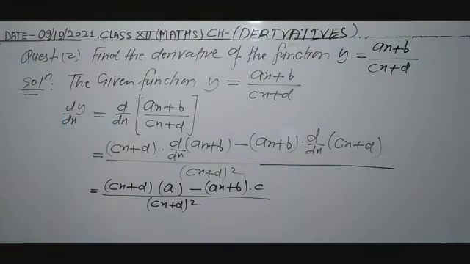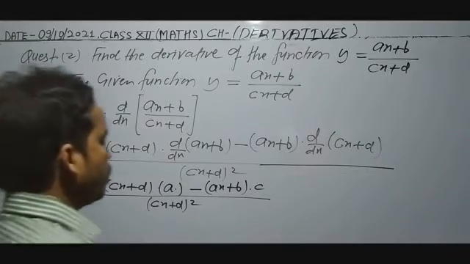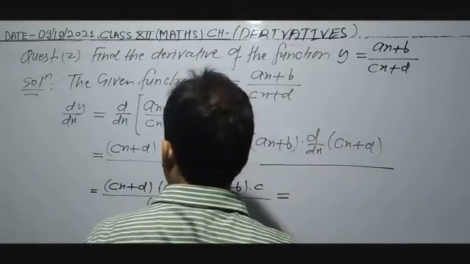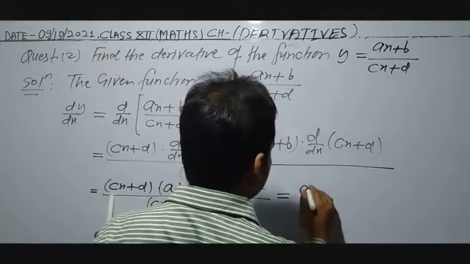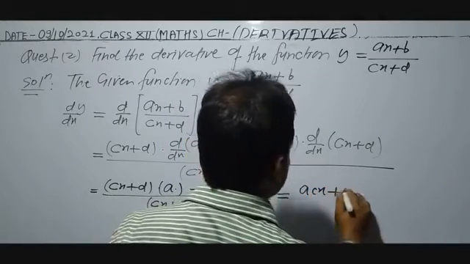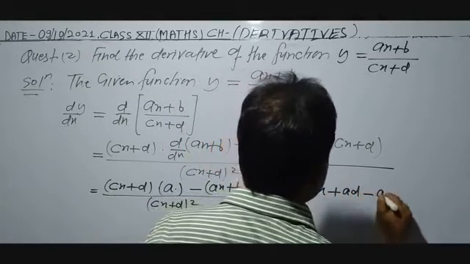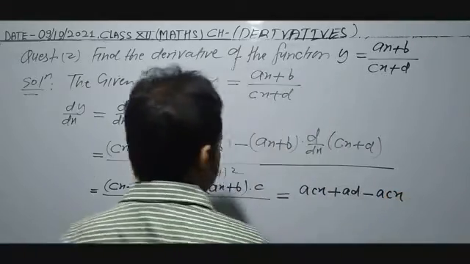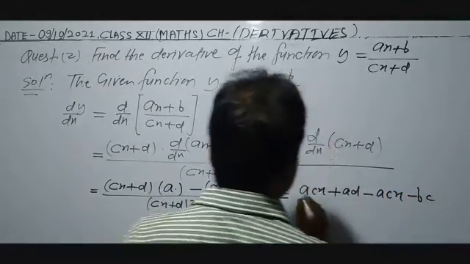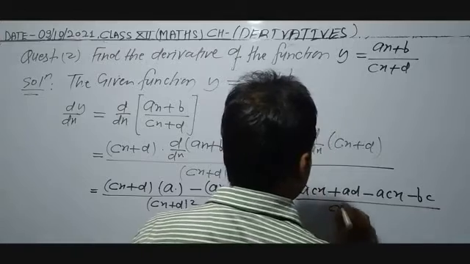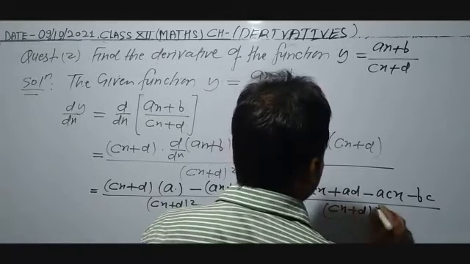Now we can multiply in this format. So what will be the result? The result will be acx plus ad minus acx minus bc, whole upon cx plus d whole square.